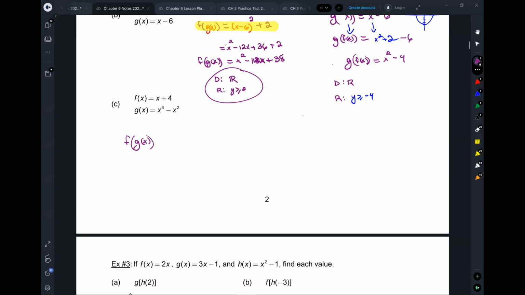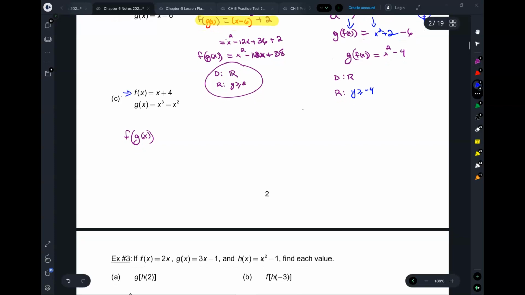I look at this and I think to myself, g has to be inserted into f. So g, look up here, g has to be inserted into f, right? So this is f, I'm going to put g in there. So instead of x, I'm going to put in x cubed minus x squared. And then I continue and I have plus 4, right? And if you look at this, this red part was x plus 4. So that's the simplified version for f of g of x.